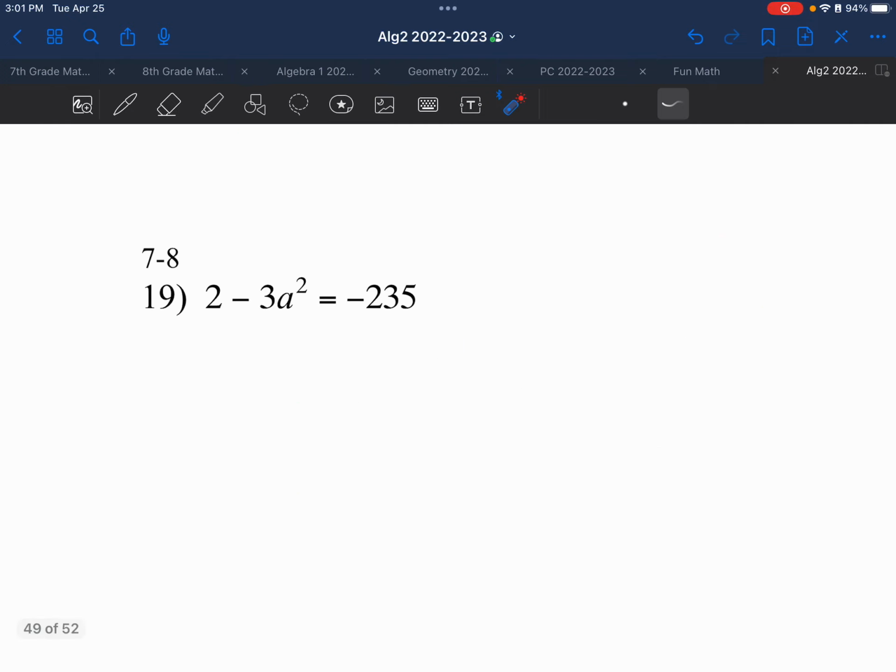Number 19. Oh boy, lots of things happening. I'm going to get rid of the 2 and then get rid of this -3. Reason being, the order and why I'm doing that, PEMDAS. Please excuse my dear Aunt Sally. We're solving, which means we're going from the bottom to the top.